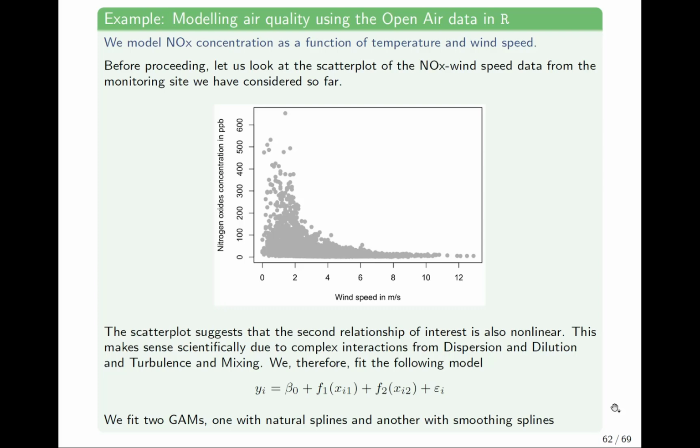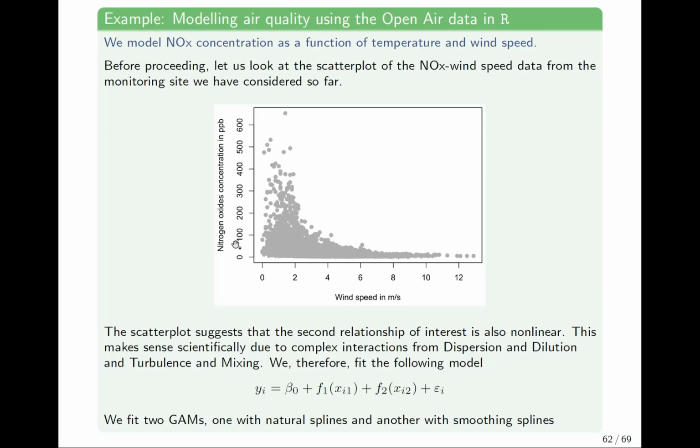Okay, last example I'm going to cover in the lecture. Same data. We're going to use a GAM to fit to this data. So what we're going to do is fit to two covariates rather than one. Now we're not just interested in the relationship between NOx concentration and temperature, but we're interested in the relationship between NOx concentration, temperature and wind speed simultaneously. Before proceeding, let's look at a scatter plot of NOx wind speed data just to see what the relationship looks like, and we've got it here.